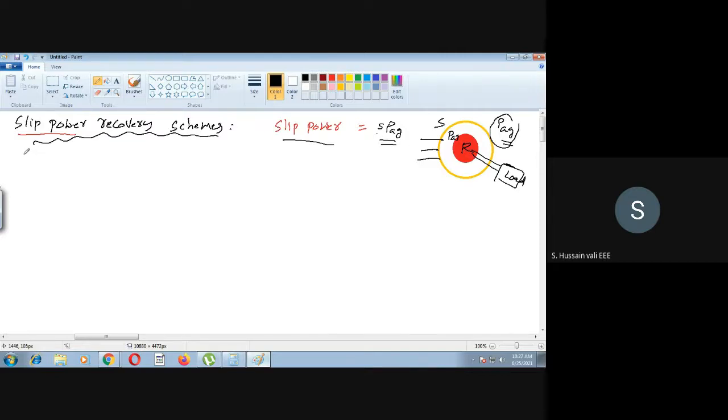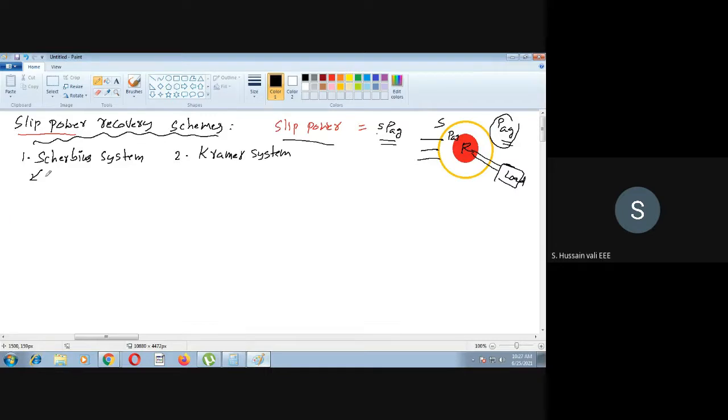Mainly there are two schemes. One is the Scherbius system. The second one is the Kramer system. We will study both of these today, or if possible any one, or if time permits both. First we will take the Scherbius system. I told you already that the purpose of both systems is to recover the slip power.